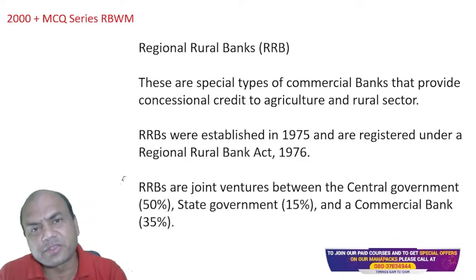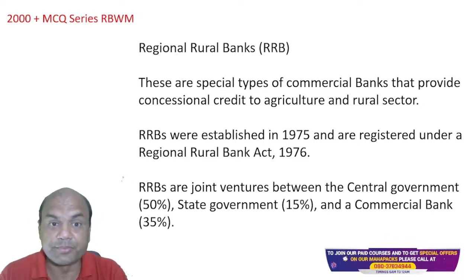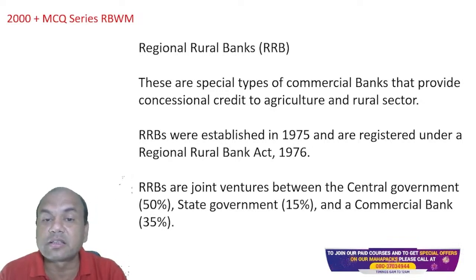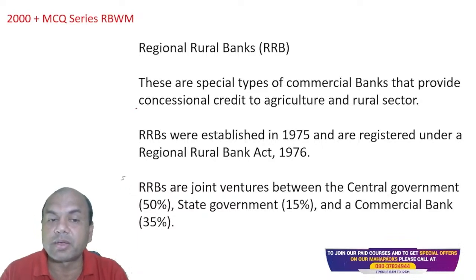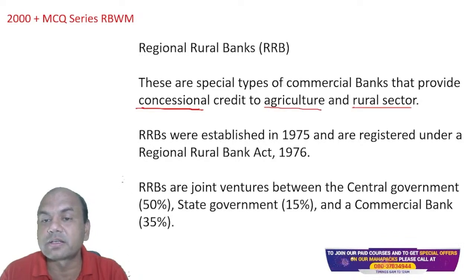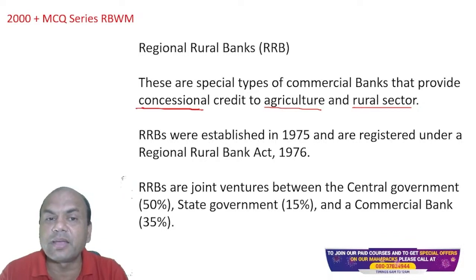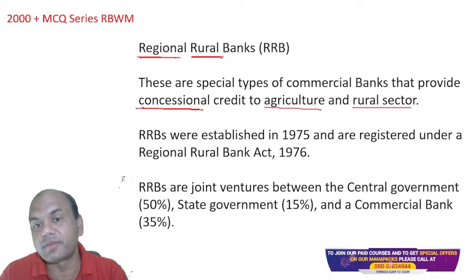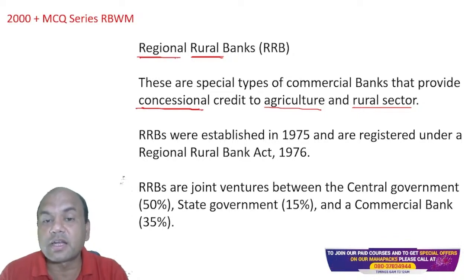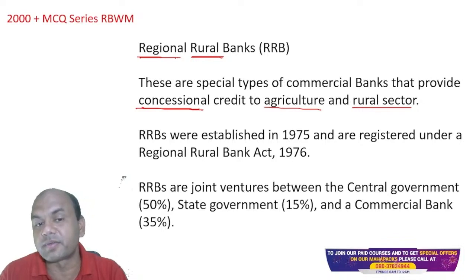Because RRBs are actually nationalized banks as of now. These are special types of commercial banks that provide concessional credit to the agriculture and rural sector. Concessional credit, remember, to the agri and rural sector. So these banks are special. See, what does the name itself say? Regional means related to that region only. So concessional credit to the agri and rural sector.